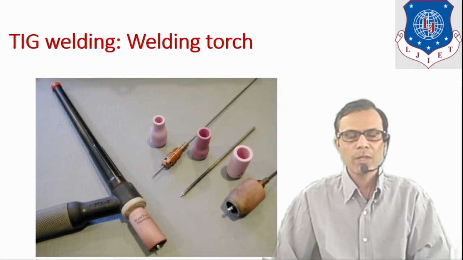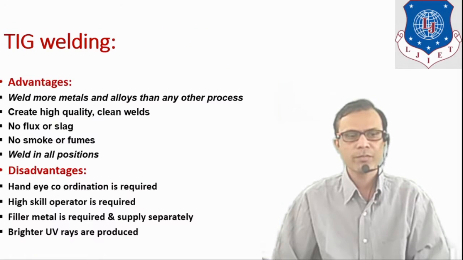In this photographic view, you can see the welding torch which is used. It is an assembly and these are the details. So it is a tungsten electrode and it is always a non-consumable electrode.